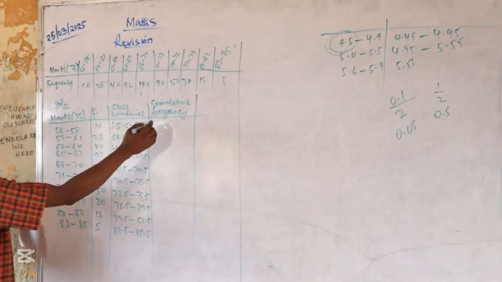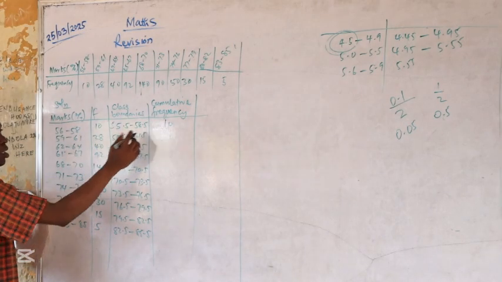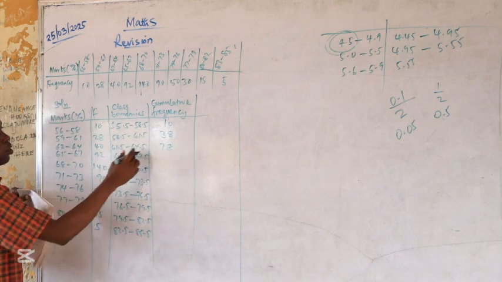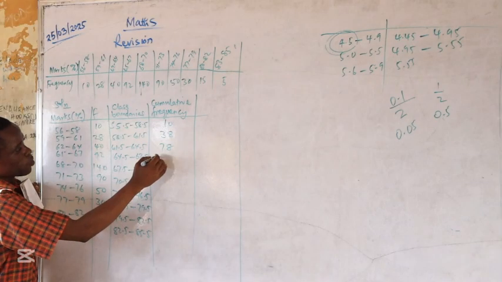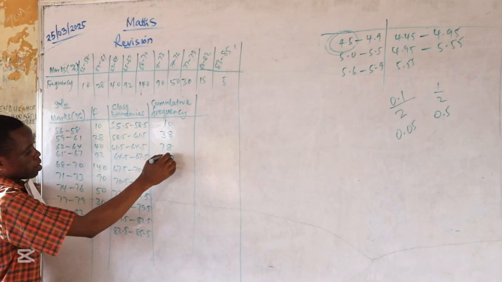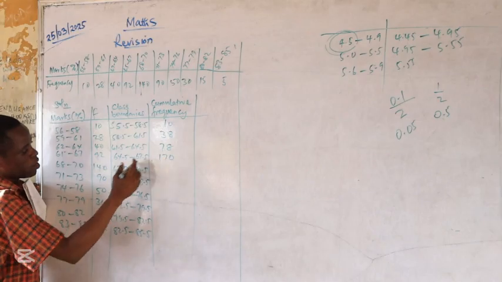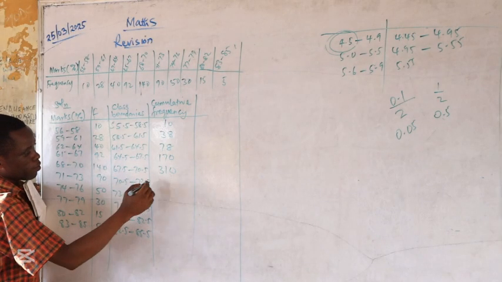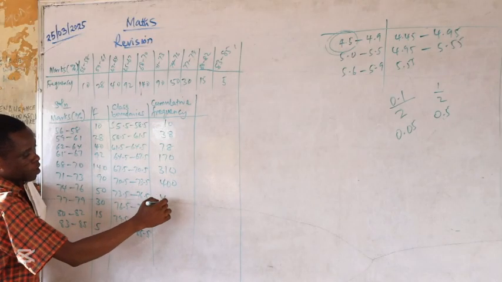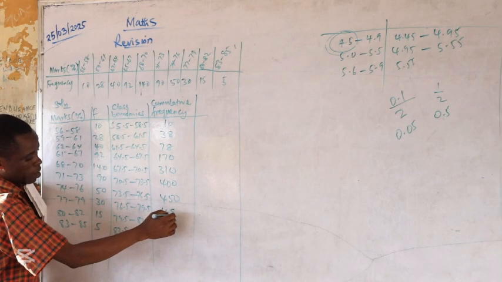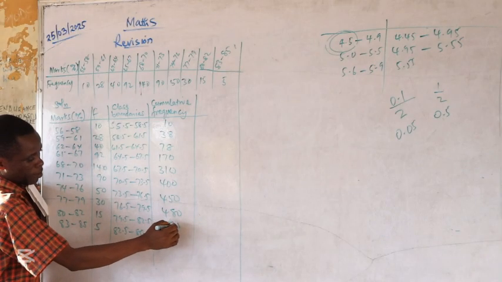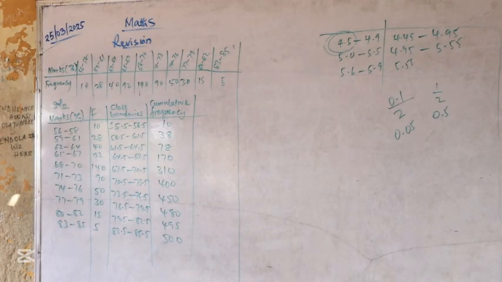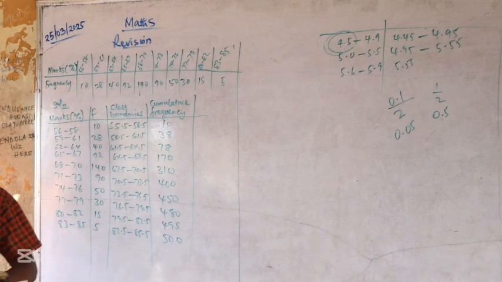The first one, 10, plus 28, 38 here, plus 40, 78, plus 92, 170. Am I right? 170 plus 140, 310, 310 plus 90, 400, 450, 480, 495, 500. So with this, you can now draw the graph.